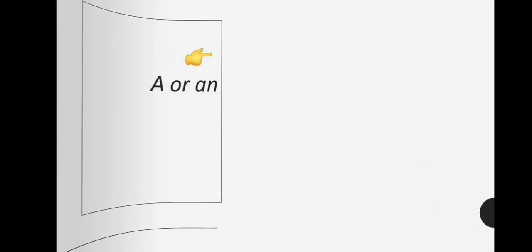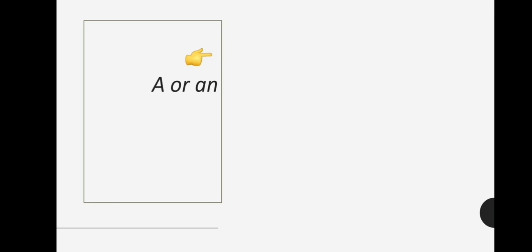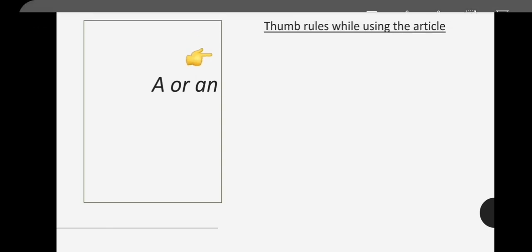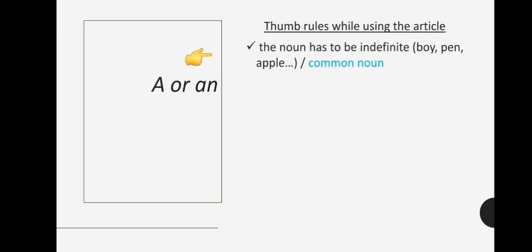Now let us go further. When we talk about a or an, which to use and where? There are some thumb rules. Let us go through those thumb rules. The first one says the noun has to be indefinite. In the examples we have already seen, we had a boy, a pen, an apple. These are called common nouns.